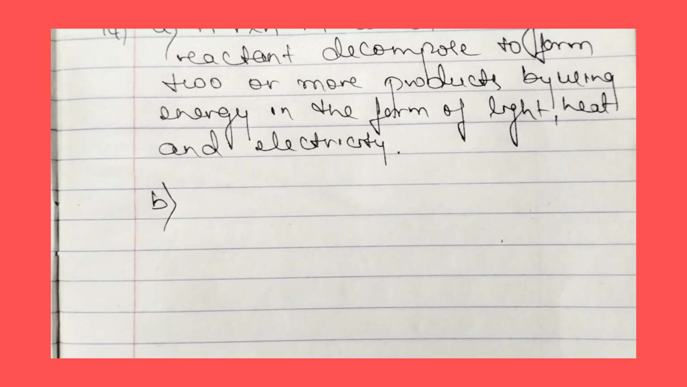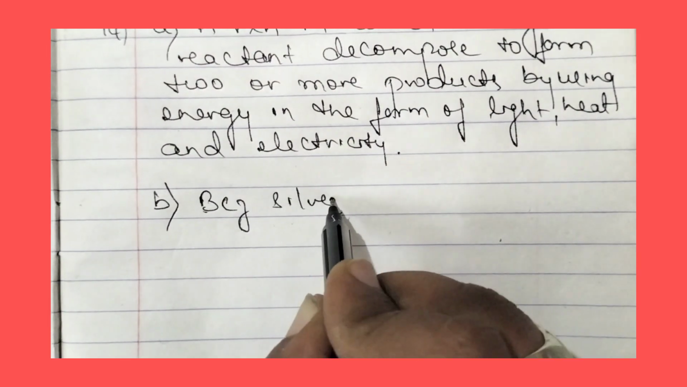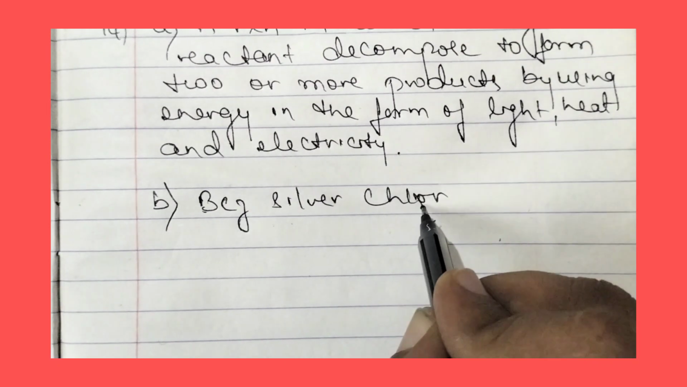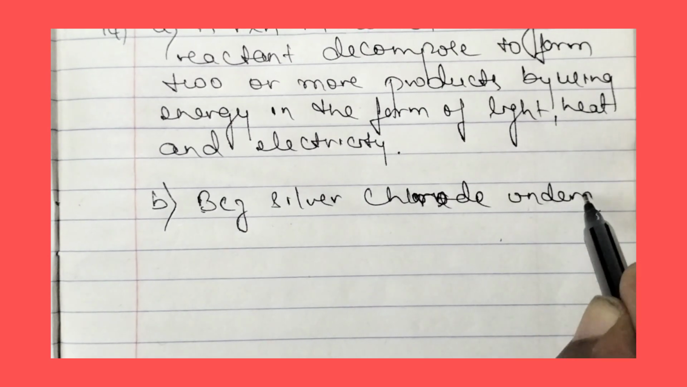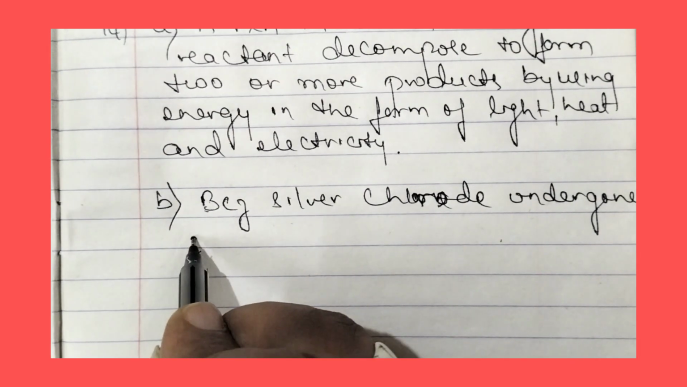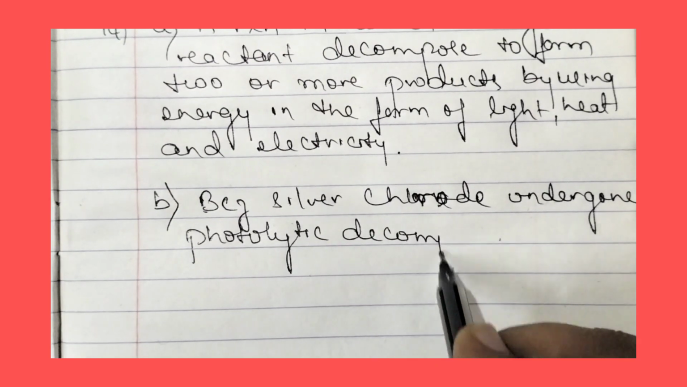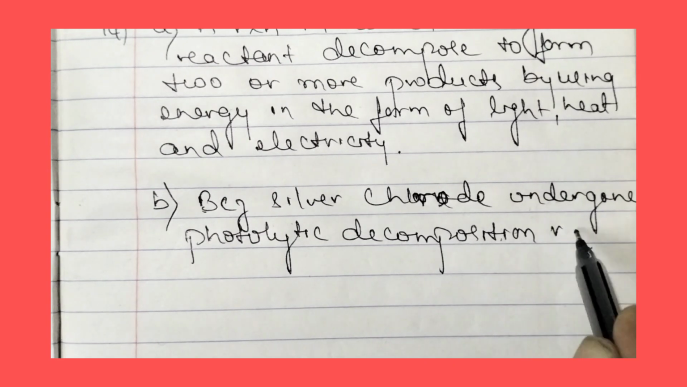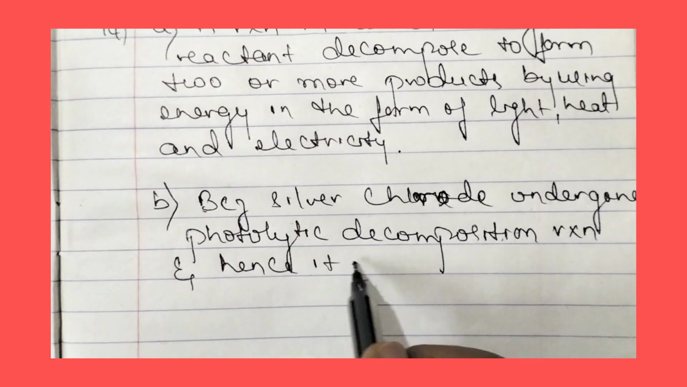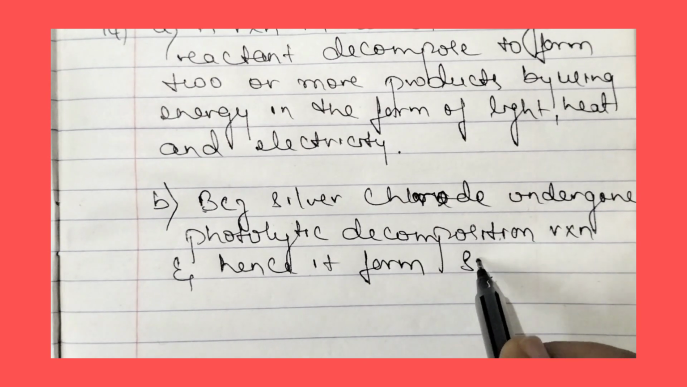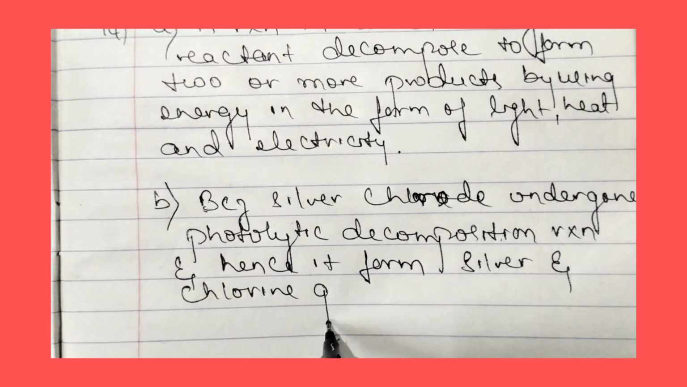Now let us move to the B question. Silver chloride when exposed to sunlight turns gray because silver chloride undergoes a photolytic decomposition reaction, and hence it forms silver, and chlorine gas is released.